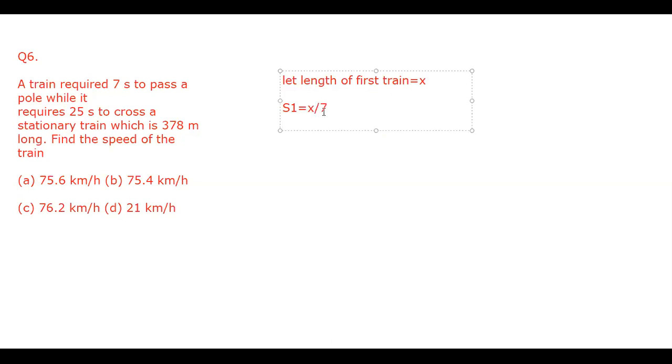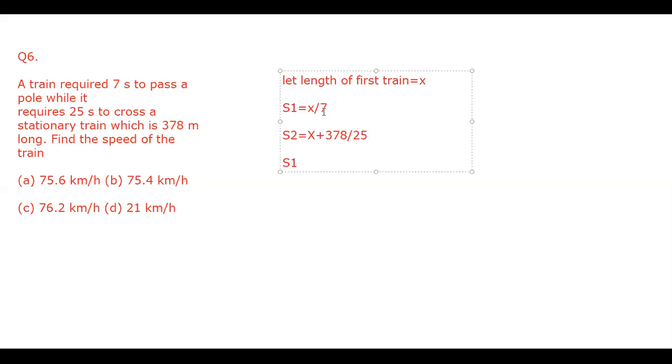In the same way, in the second case, the train is crossing another train which is 378 meters long. So I can say S would be equal to x plus 378 divided by 25. So now the first train is crossing a pole, and in the other case the same train is crossing the stationary train.